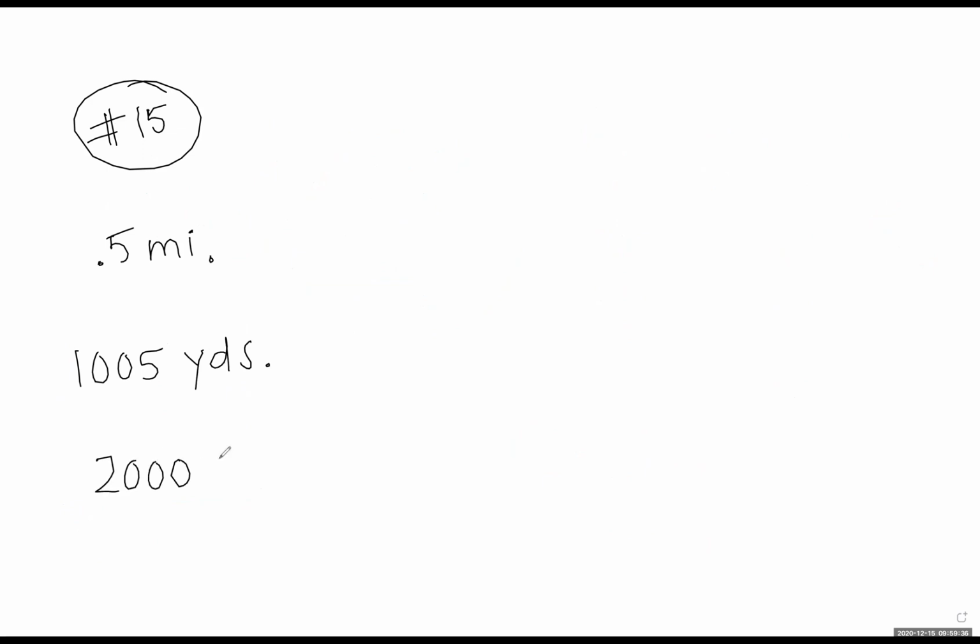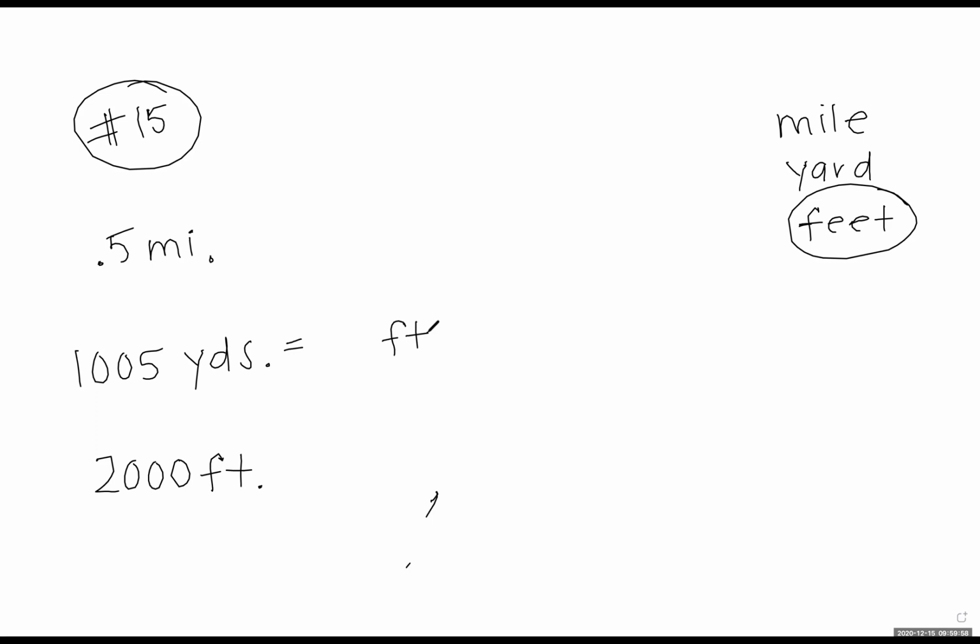My first task is to find which measurement is smallest. So when we're thinking of just the word mile, yard, and feet, which one of those is the smallest type of measurement? That is feet. So we're going to convert everything into feet. Well, 2,000 feet is already feet, so it's good. Yards, we will convert to feet, and our miles, we will convert to feet.